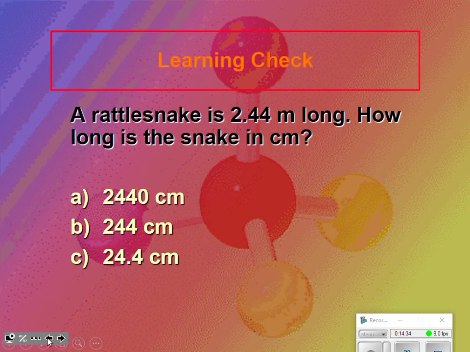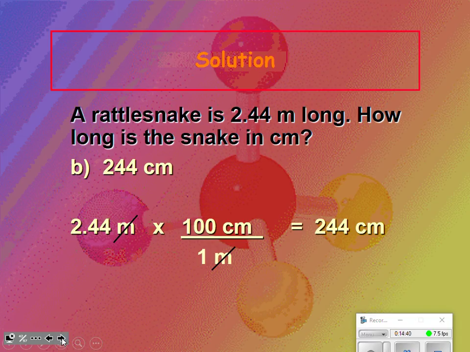Letter B, 2.44 centimeters. All right. Now, if you're using the actual conversion factor on the factor label method, you would set it up as so.